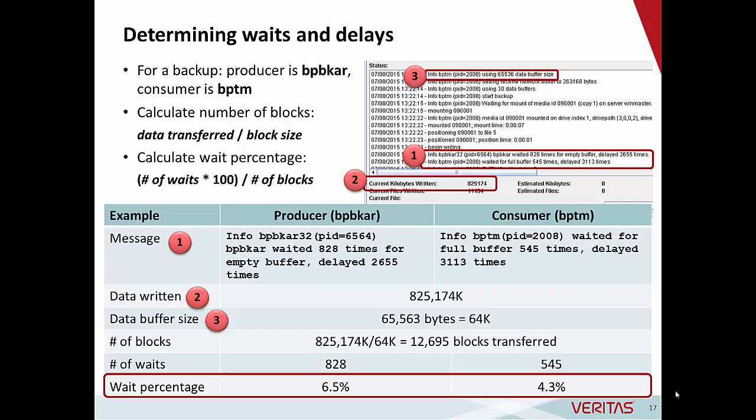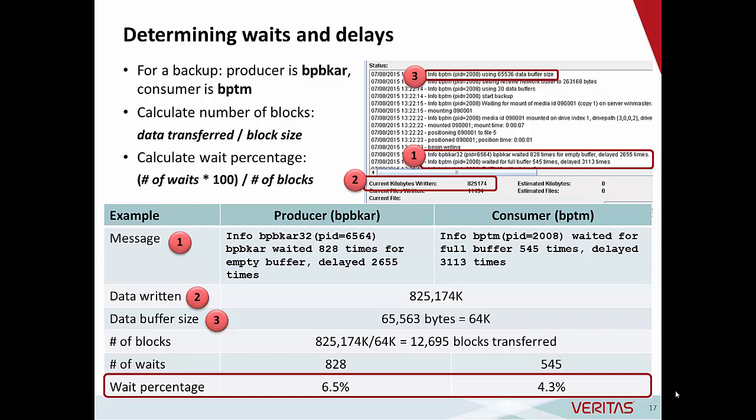So now that I have this information that I've gathered from the activity monitor or from the log files, of course the next logical question is, what do I do with it? Okay, there were 150 waits during the backup process on the producer side, reported by the BPPICR process. Is that a lot? Well, it's all relative. It's relative to the amount of data I was trying to protect and the amount of time that the backup job ran for.